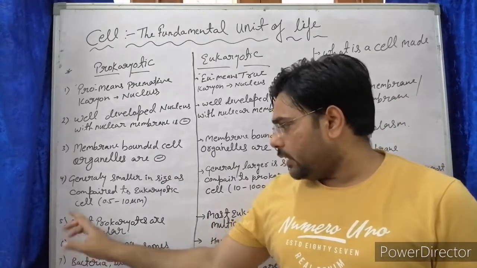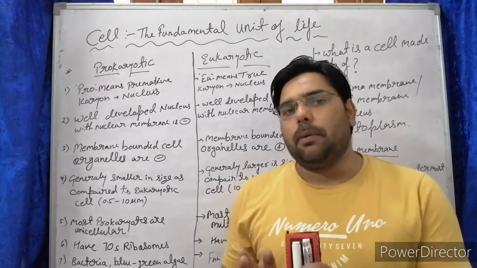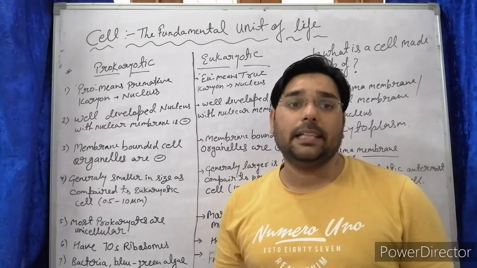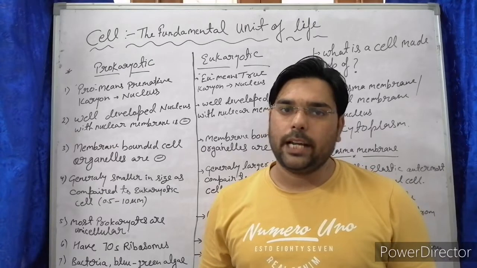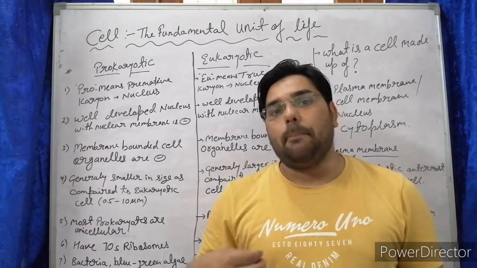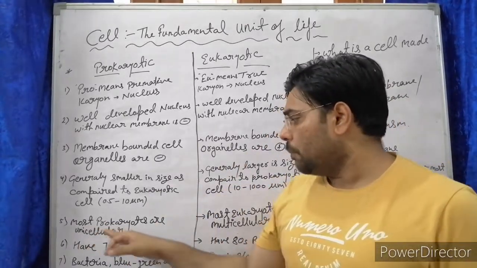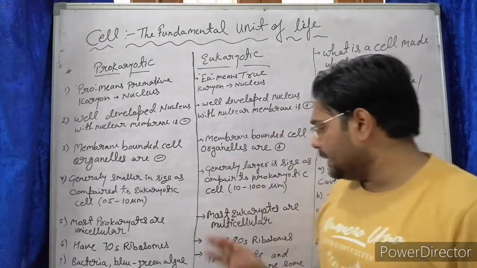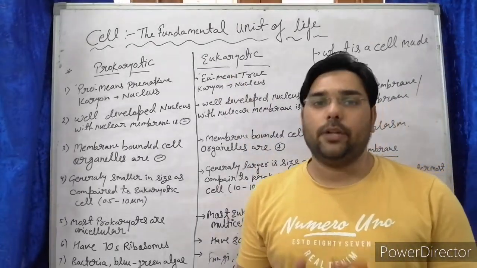The fifth difference is that most prokaryotic cells are unicellular. The maximum number of prokaryotic cells are present in unicellular organisms, means single-celled organisms. We have already discussed the difference between unicellular and multicellular organisms, like bacteria, amoeba, paramecium. These are unicellular organisms. So most prokaryotic cells are present in unicellular organisms, and eukaryotic cells are generally present in multicellular organisms.